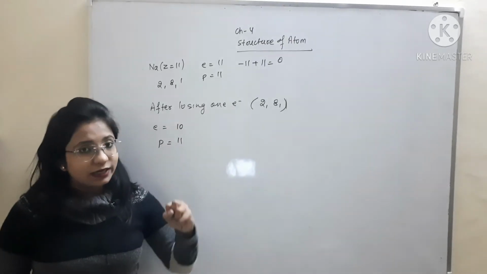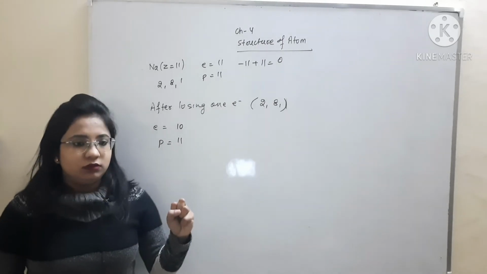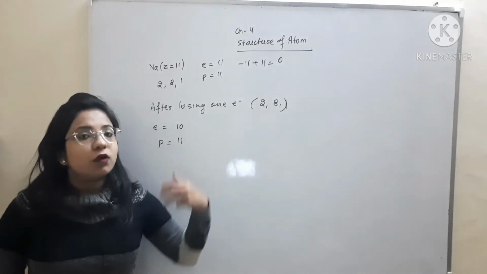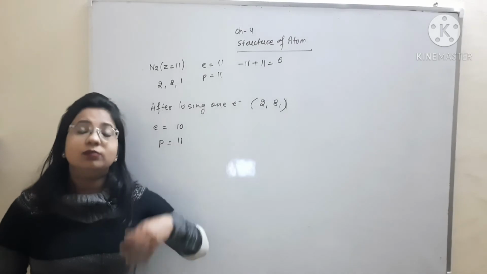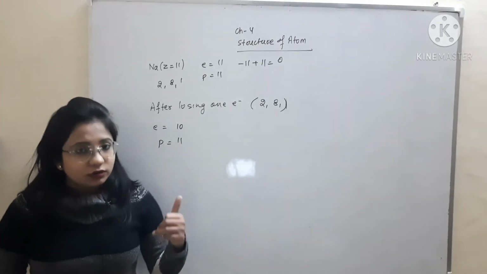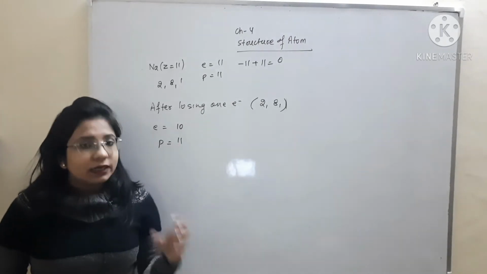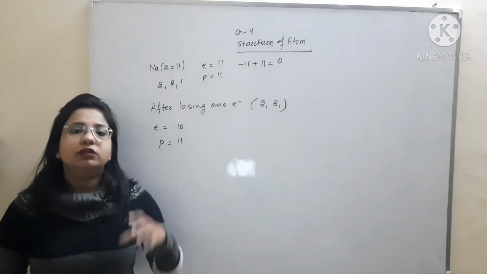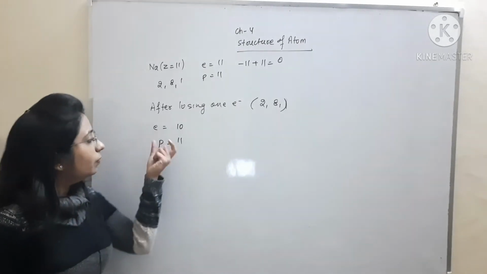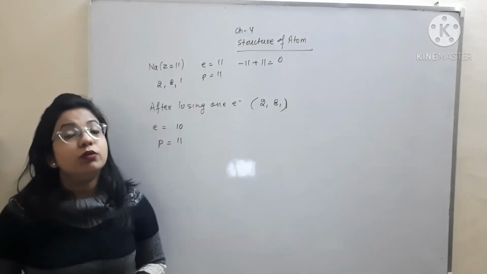Protons are present inside the nucleus. They are bound. Okay, they can't be transferred from one atom to another. An atom can only share or lose or gain electrons, not the protons or the neutrons. So number of protons will always be equal to atomic number.